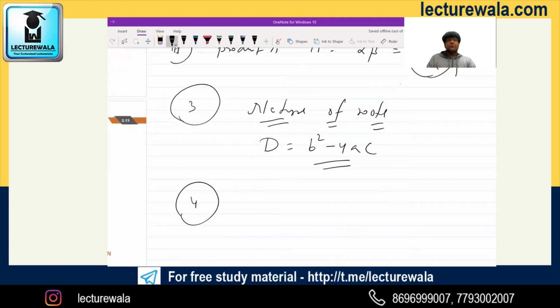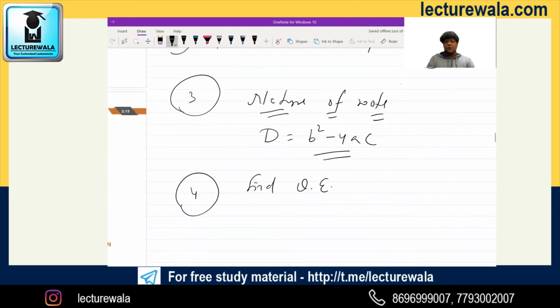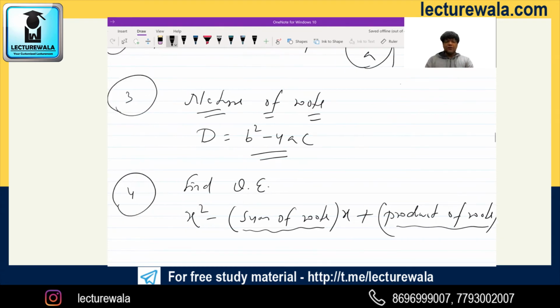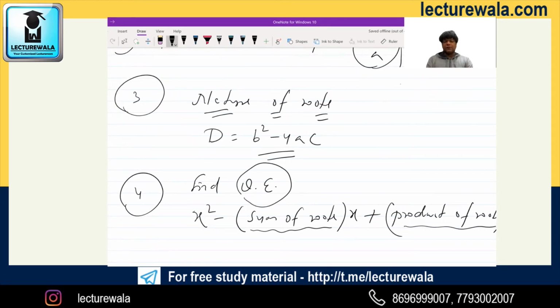Fourth thing, how to find the quadratic equation. Anywhere in a question, if you are asked to find the quadratic equation, which formula will you use? x square minus sum of roots into x plus product of roots is equal to 0. That means to find the equation, only two things you need to know: sum of roots and product of roots. That's it. So you will use the fourth one when the question says find the quadratic equation.